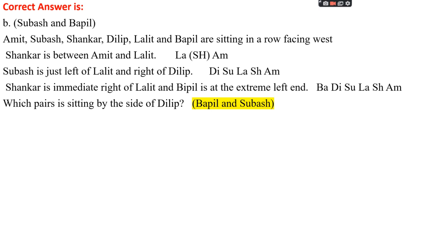Okay, Amit, Subhas, Shankar, Dilip, Lalit and Bapil are sitting in a row facing west. Shankar is between Amit and Lalit. Subhas is left of Lalit and right of Dilip. Bapil is at the extreme left end and Shankar is immediate right of Lalit. Which pair is sitting by the side of Dilip? If we see the conditions, we find that Bapil and Subhas are the two sitting by the side of Dilip.